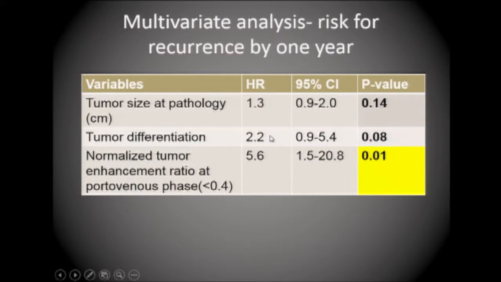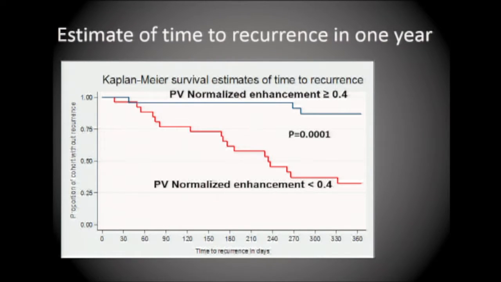With multivariate correction, pathology went away, as did size, as a statistically significant feature, but this normalized tumor enhancement ratio remained highly statistically significant with a hazard ratio of over 5, meaning if you do not enhance late, or are poorly stromal possibly, you are highly likely to recur. This is that same data plotted by the Kaplan-Meier method, showing again that patients who had this robust late enhancement were really protected from recurrence in the absence of adjuvant therapy.